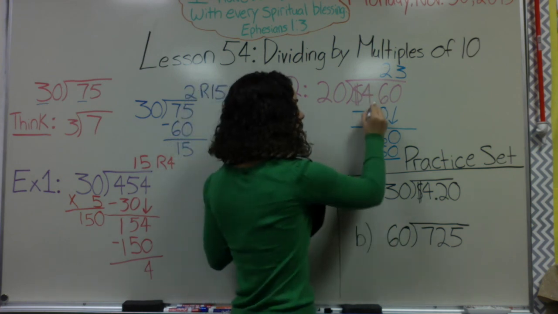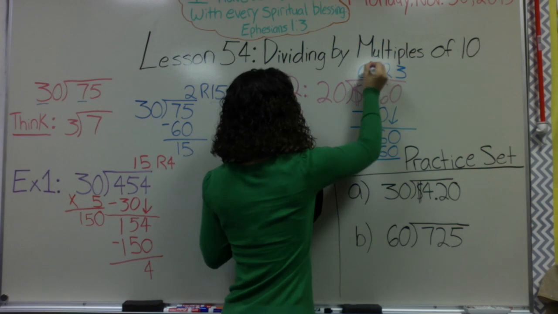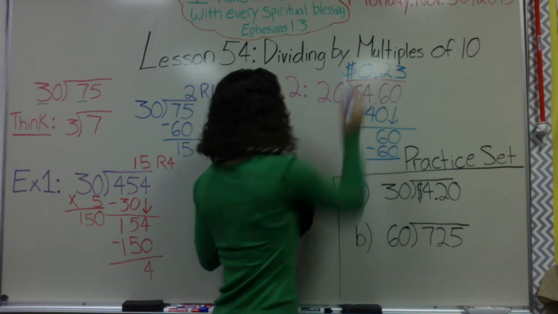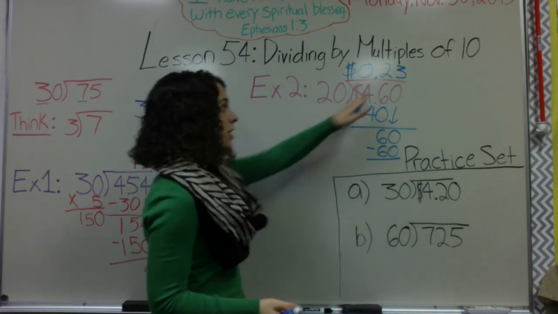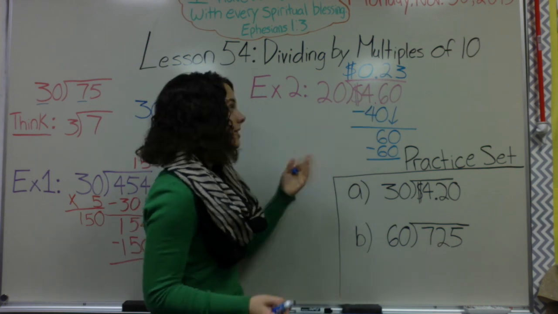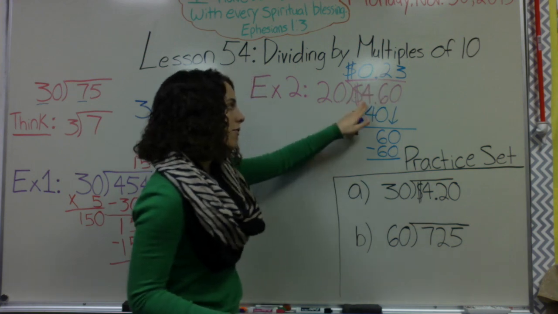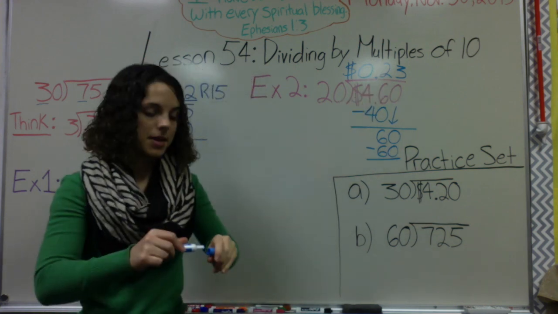Now I label it. My decimal point is here, so I bring it straight up. That means I'm going to have a 0 here, 23 cents. So that means that 23 cents times 20 is $4.60. It does make sense. If I were to have 20 groups of 23 cents, I'd have about $4.60. So that would be my answer.